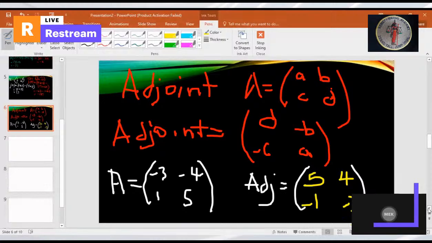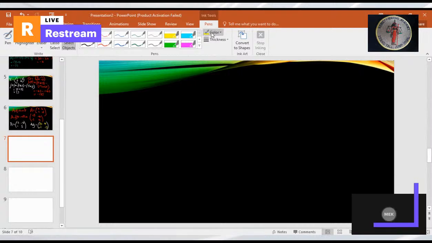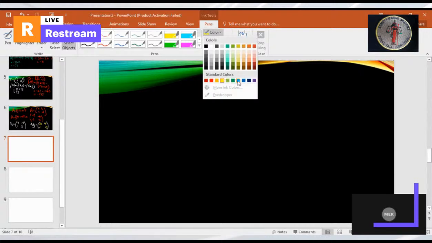So that's the adjoint. Switch places with the A and D, it becomes D, A. Whatever the B and C originally are, change the signs. If they are positive, change them to negative. If they are negative, change them to positive, but don't move them. All right. So let's do some examples of those now.